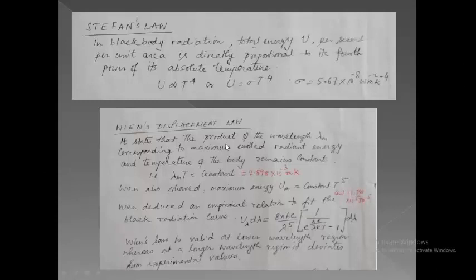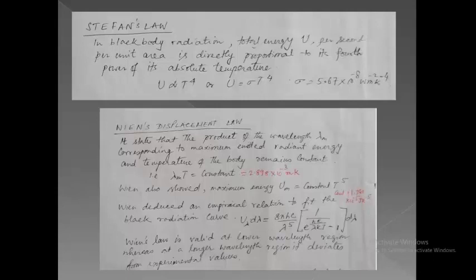It states that the product of the wavelength lambda m, the wavelength at which you get the maximum energy, corresponding to the maximum emitted radiant energy, and the temperature of the body remains constant. So lambda m multiplied by the temperature of that curve is equal to a constant, and the value of the constant is 2.898 × 10^-3 meter Kelvin. So this part, which has already been experimentally observed from a black body, is basically divided into two laws, Stefan's law and Wien's displacement law.